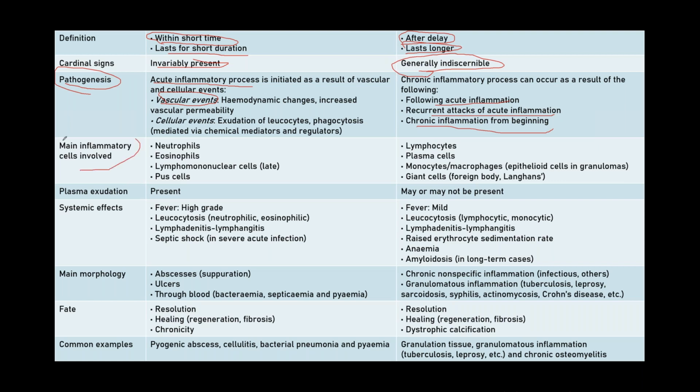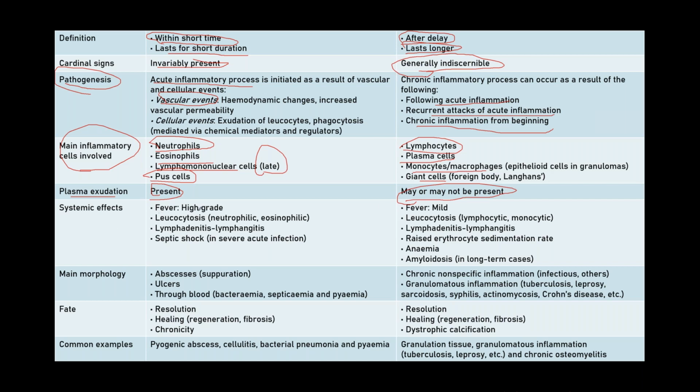What about the main inflammatory cells involved? This is important. In acute inflammation there are neutrophils, eosinophils, and lymphomononuclear cells in the late stage, and the pus cell. In chronic inflammation there are lymphocytes, plasma cells, monocytes and macrophages, and Langhans cells. We will discuss granuloma and granulation tissue formation later. Plasma exudate is present in acute inflammation and may or may not be present in chronic inflammation.